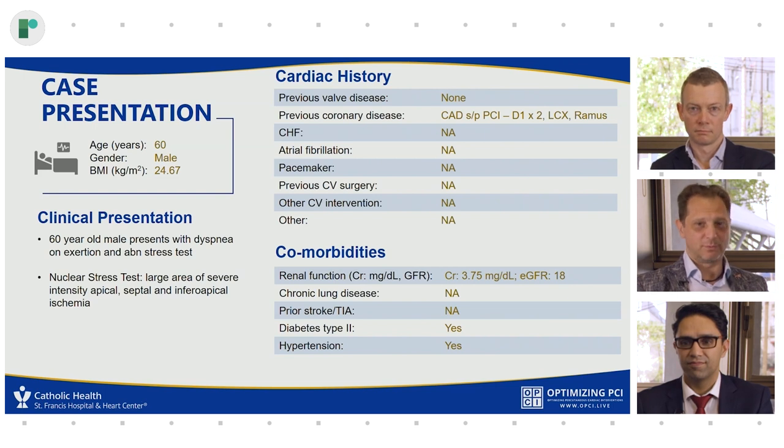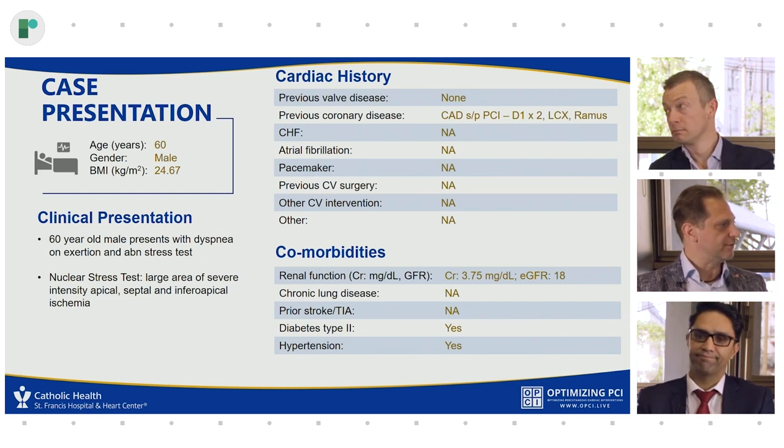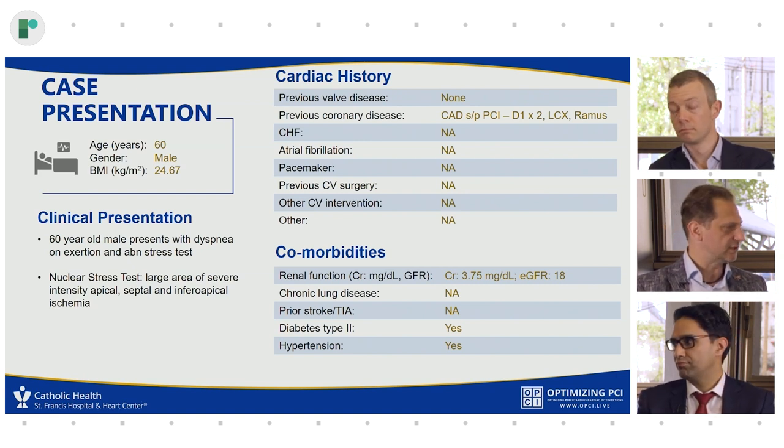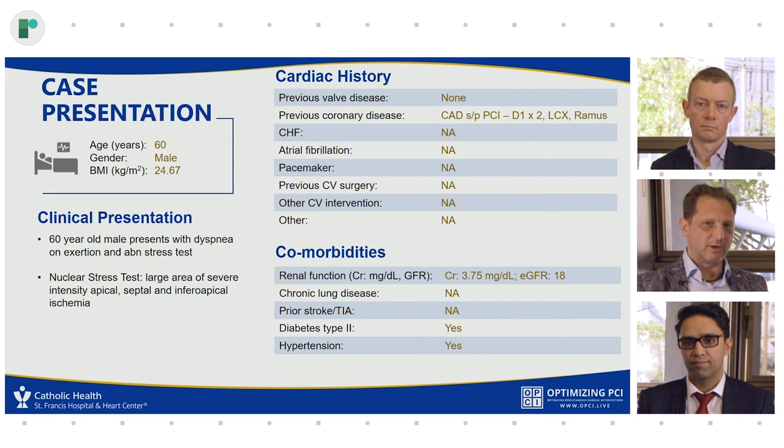His creatinine is 3.75 with a GFR of 18. So obviously, that's a problem. And so the rule of thumb that we use at St. Francis is to have the contrast amount similar to the GFR, so 18 cc's of contrast is what we're shooting for. And so how we do this is that we separate the diagnostic procedure from the interventional.